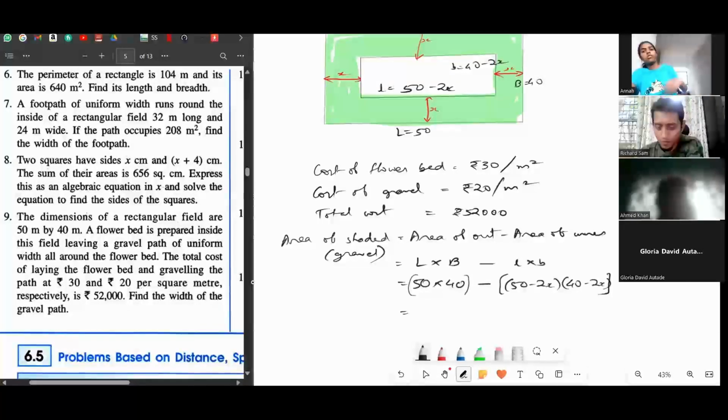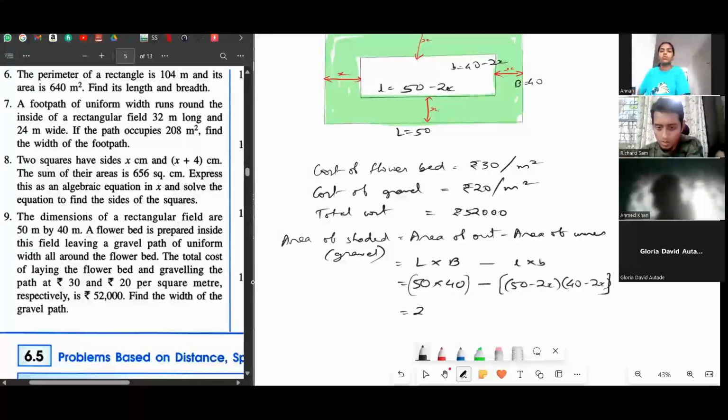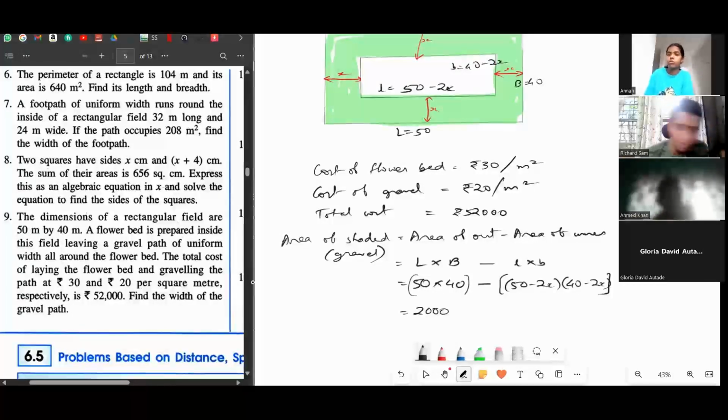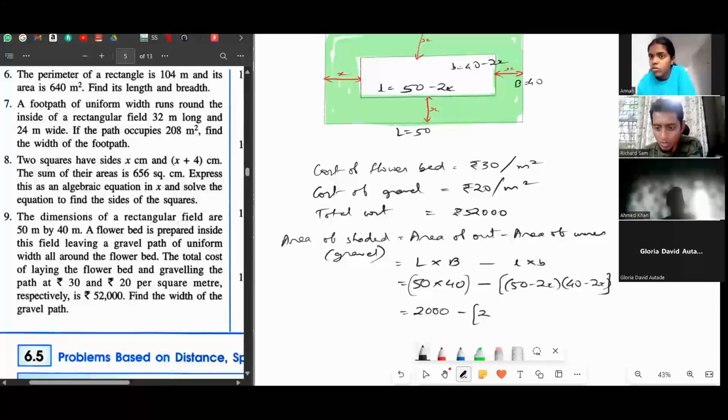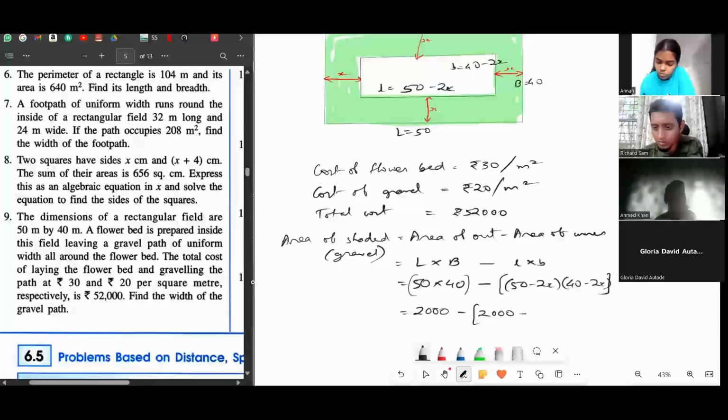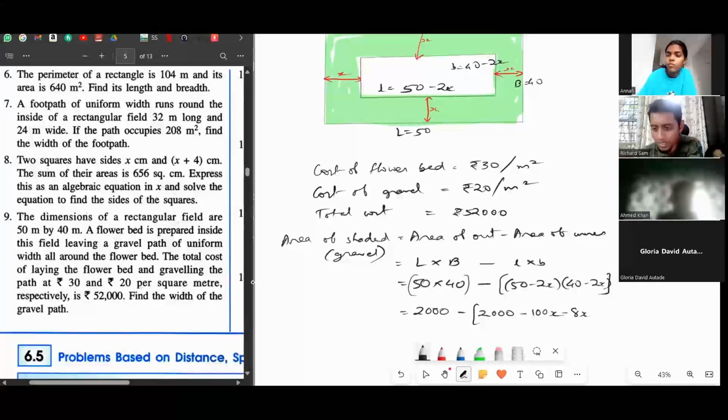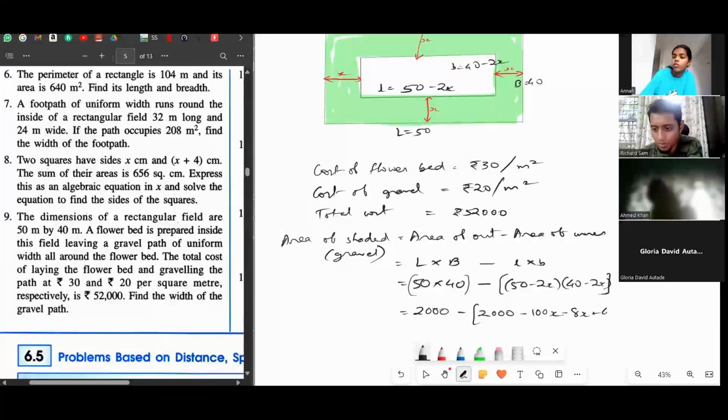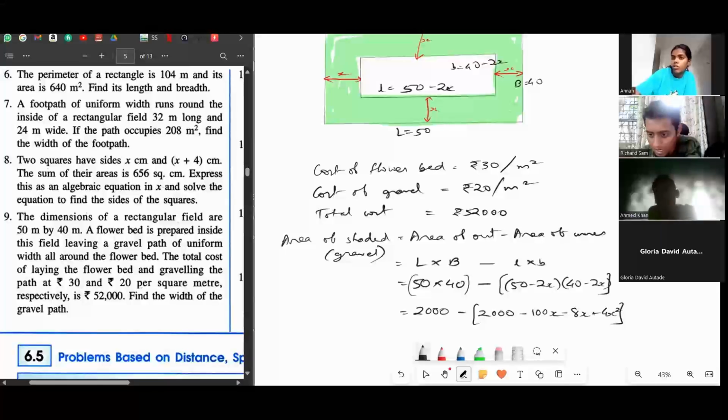50 into 40. No, 2000 minus. Here we have to do binomial into binomial. So that's 50 into 40, 2000. 50 into minus 2x, minus 100x. Minus 2x into 40, minus 80x. Minus 2x into minus 2x, plus 4x squared.